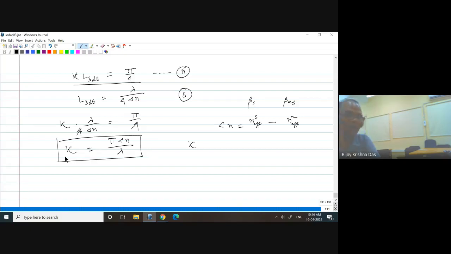This kappa value estimation is very important to design a directional coupler. And once you can design a good directional coupler, it will be useful to design a ring resonator as well as a Mach-Zehnder interferometer. I will be discussing that in the next class. If you have any questions, otherwise I will stop today.